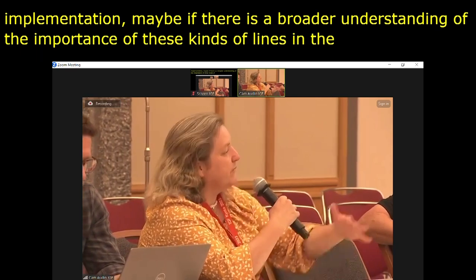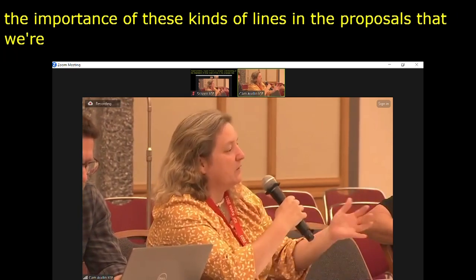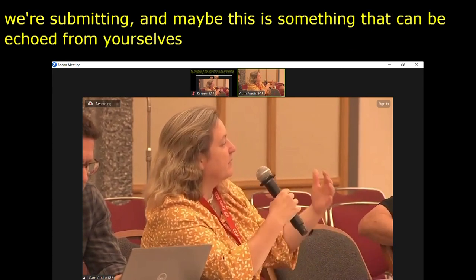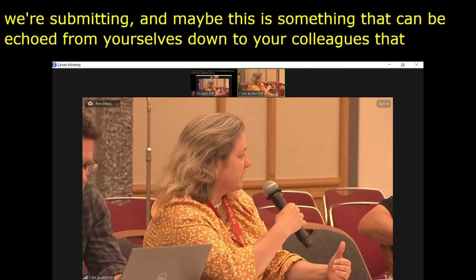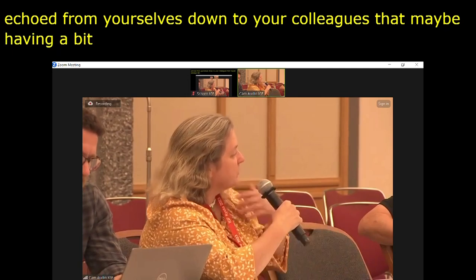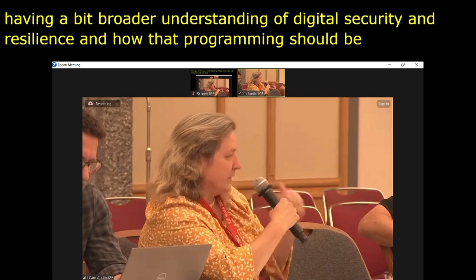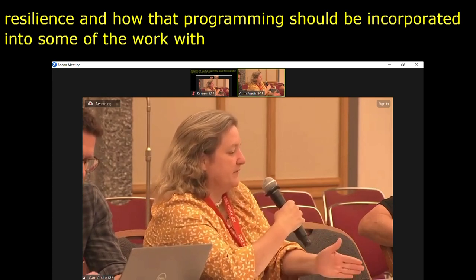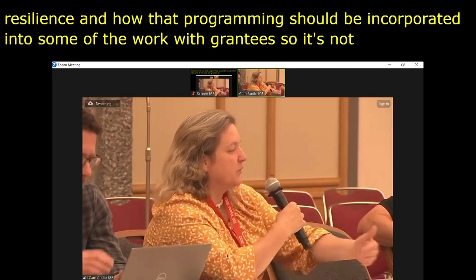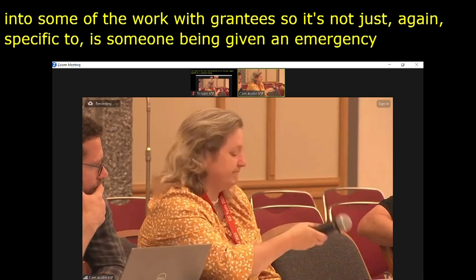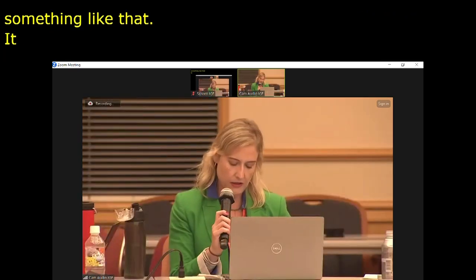And maybe this is something that can be echoed from yourselves down to your colleagues, that maybe having a bit broader understanding of digital security and resilience and how that programming should be incorporated into some of the work with grantees. So it's not just, again, specific to someone being given an emergency training or something like that. It would be very helpful. That's really useful. Thank you.